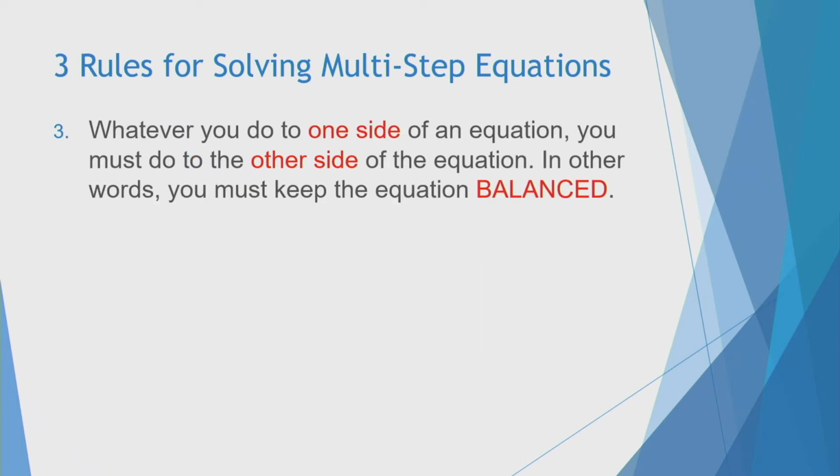The third rule, and I like to call this the golden rule of solving multi-step equations, is whatever you do to one side of the equation, you have to do to the other side. You have to keep it balanced. What I like to tell my students, I like to give them a visual. I'm a visual thinker, so I like to explain it with pictures.